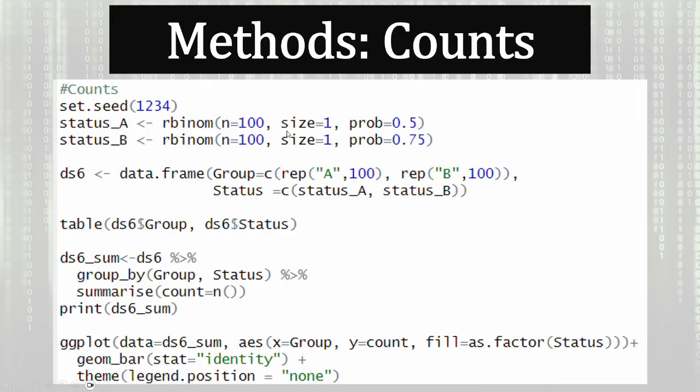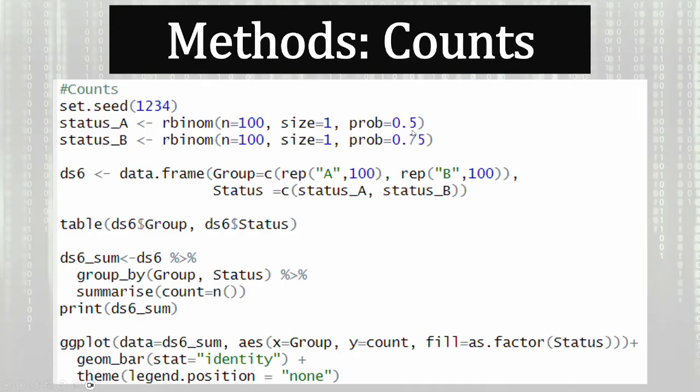And if we set size to 1, that means this is like a coin flip. It'll only do 0 or 1. And that's what we want for count data. If we set the size higher, it would sample multiple binary events. So if we set the size to 2, it would be like 2 coin flips. But we just want a count, so we'll do size 1, and then we can set the probability.